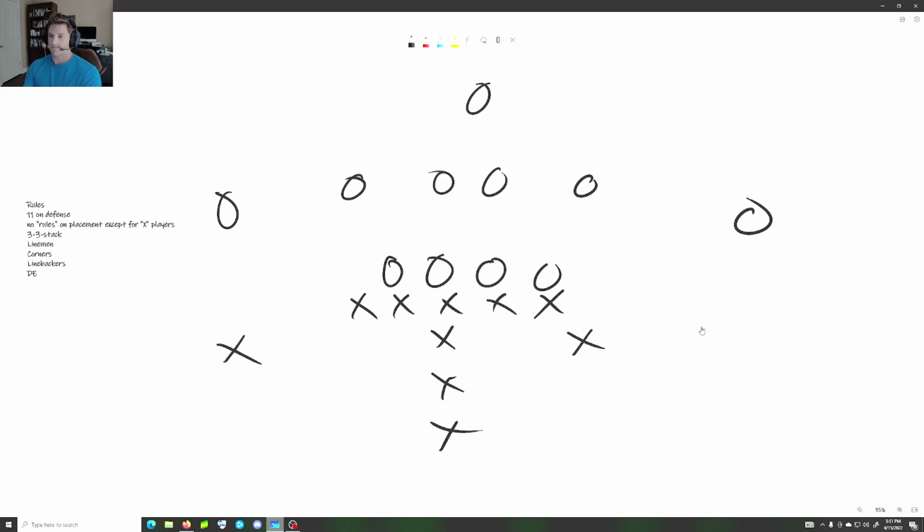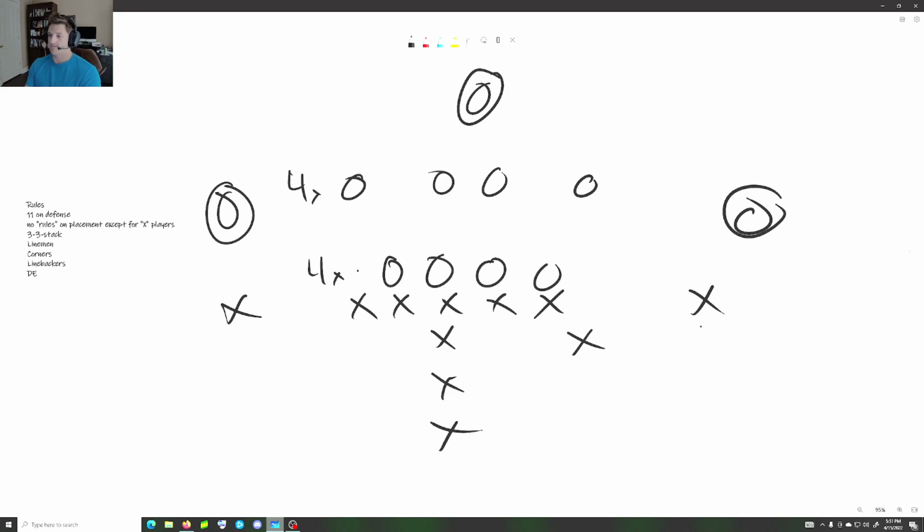That's on the ball, sorry. And I don't know, we'll go out here. So we've got a 4-4 here. Why? Because we have 4 linemen right here, 4 linebackers, and then we've got our corner, safety, corner.